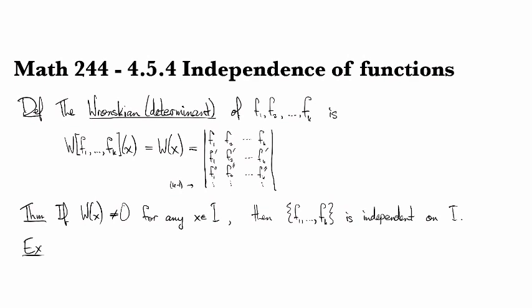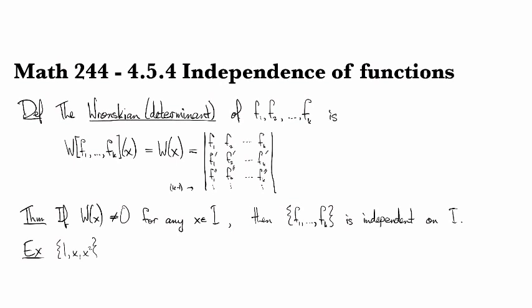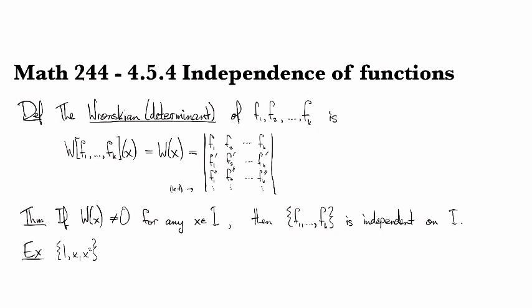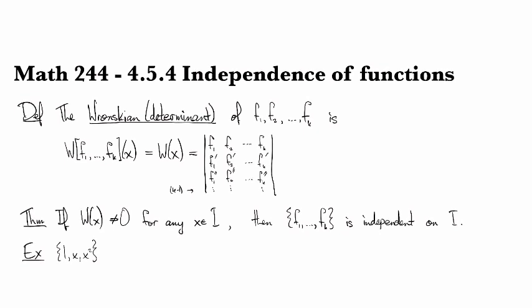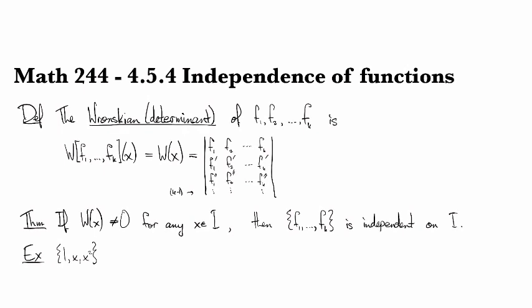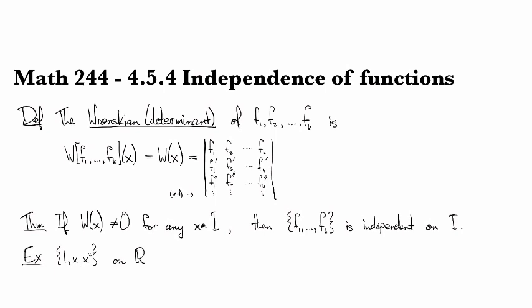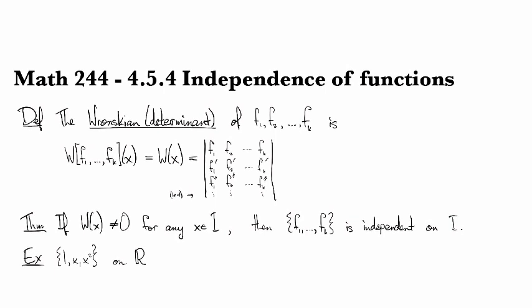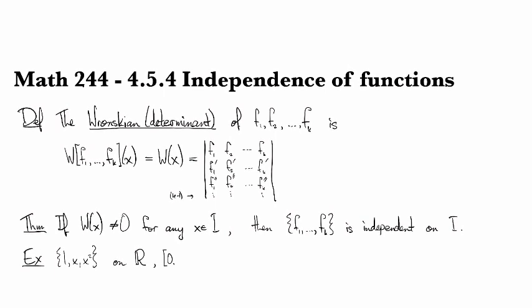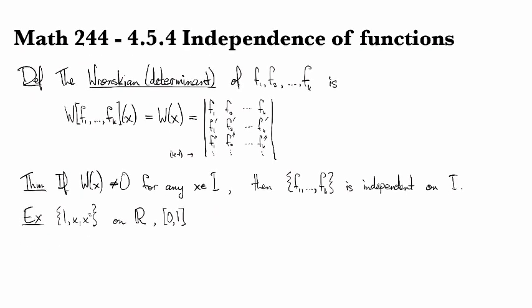So back at the beginning, I told you that 1, x, and x squared form an independent set. Now, if I was being careful, I would have specified an interval and said these three functions are linearly independent on, and then given you an interval. Like we could do this one for the entire real line, or maybe for the interval between 0 and 1, or whatever. Anyways, let's use the Wronskian now to check.